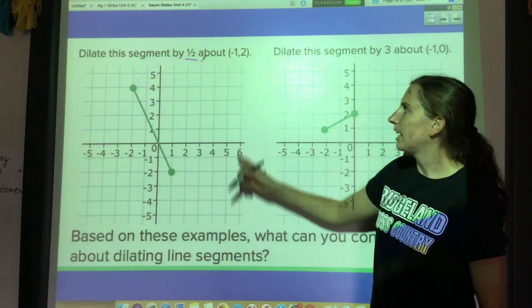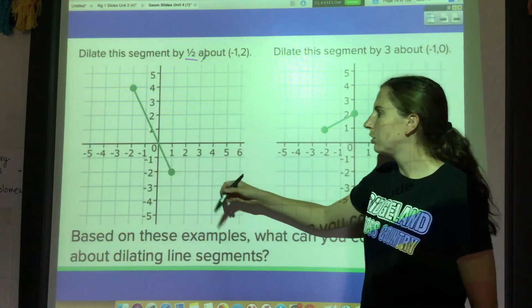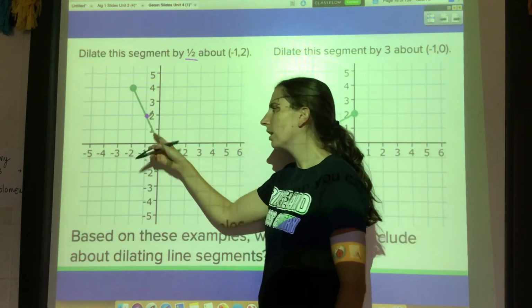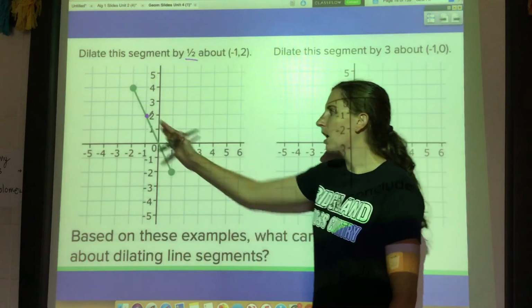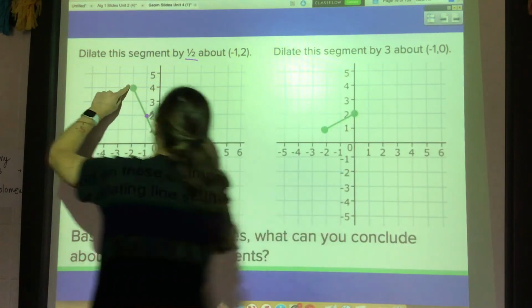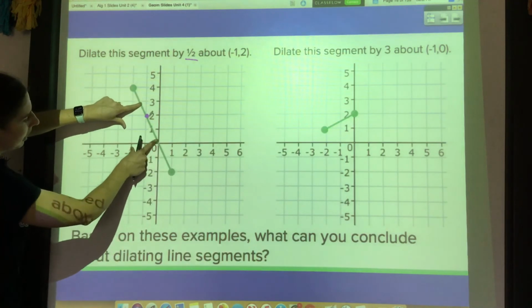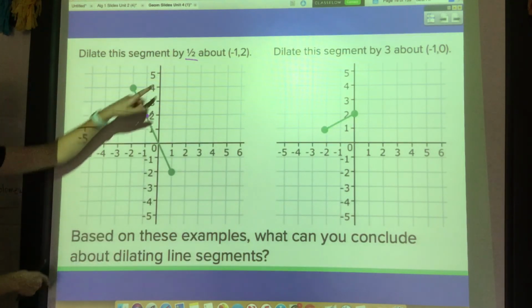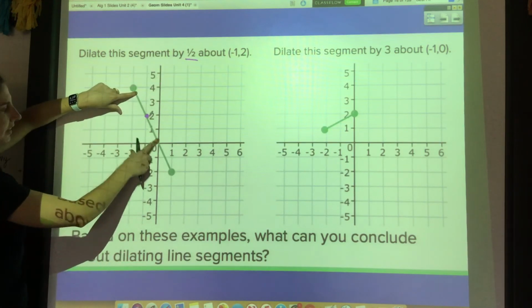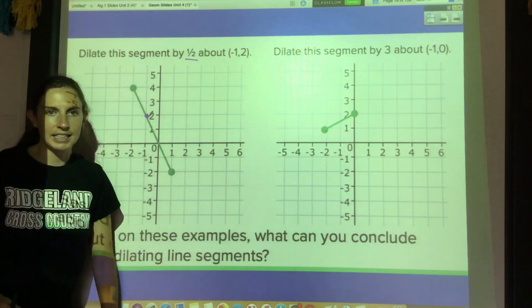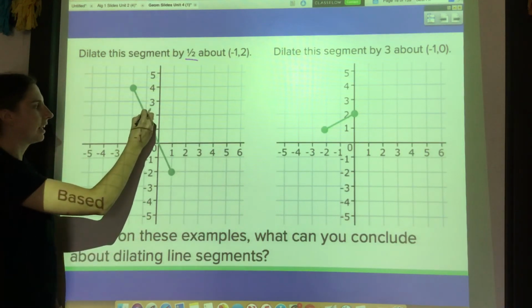This one is dilating about the point -1, 2, which is on the line, meaning it's not going to be parallel, it's going to just shrink by 1/2, and it's going to shrink directly on the line. Or if it were a bigger scale factor, it would grow out from the line. Again, you just really need to count out from the center of dilation.